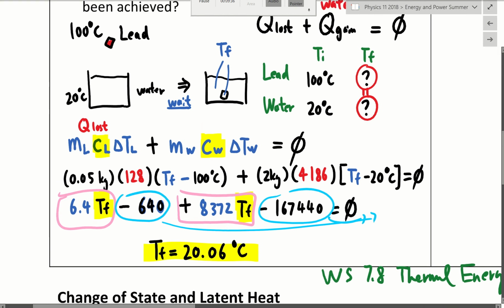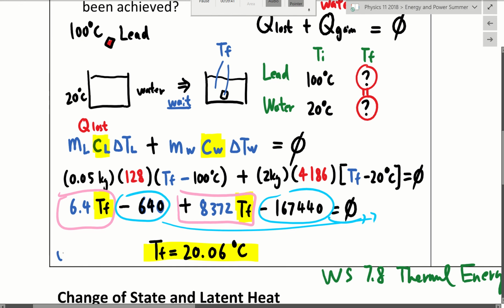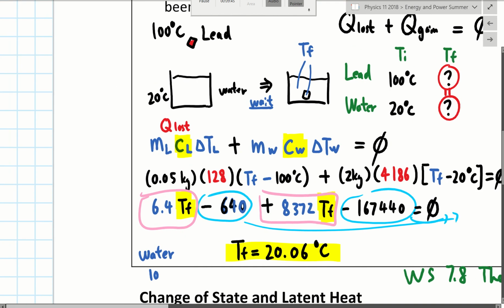So look at this value, right? So the lead, that means what? That means in terms of water, the water initial temperature was 20 degrees Celsius, right?